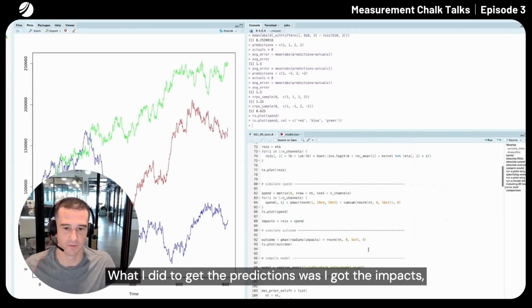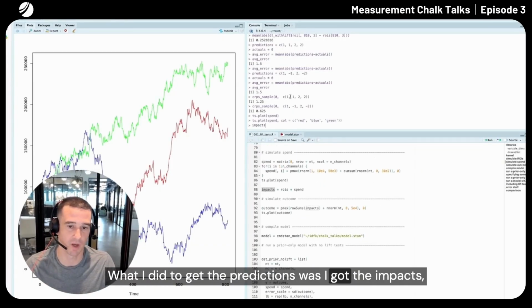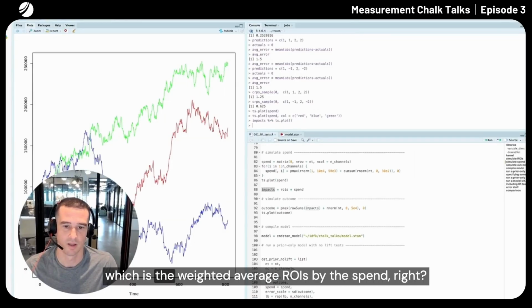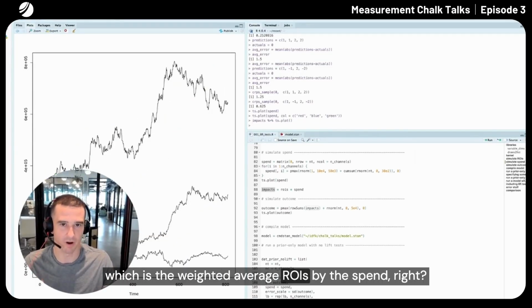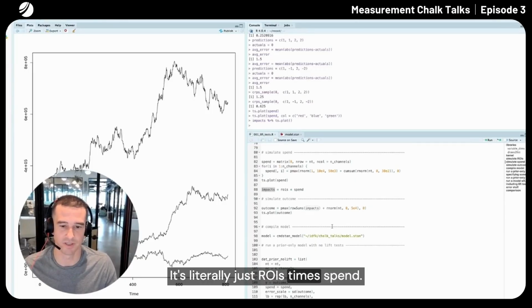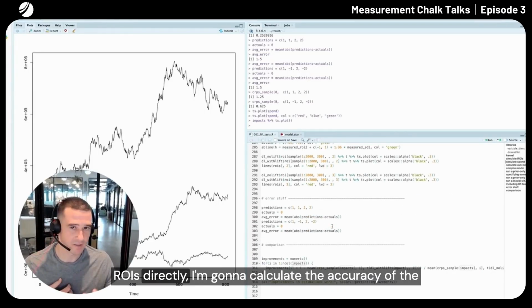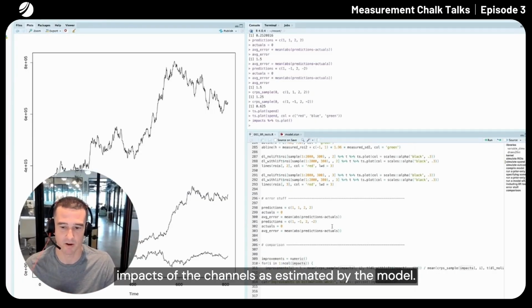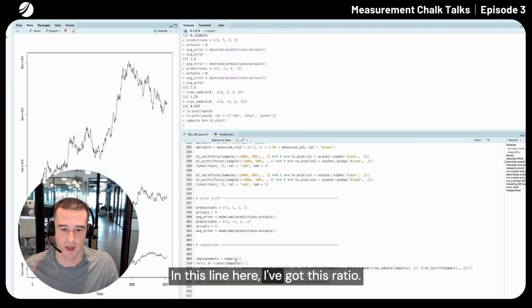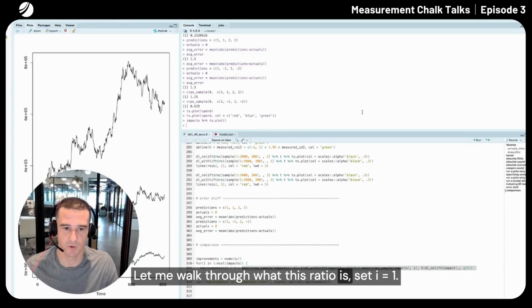much we spent. What I did to get the predictions was I got the impacts, which is the weighted average of the ROIs by the spend, right? It's literally just ROIs times spend. And so instead of calculating the accuracy of the ROIs directly, I'm going to calculate the accuracy of the impacts of the channels as estimated by the model. In this line here, I've got this ratio. Let me walk through what this ratio is.